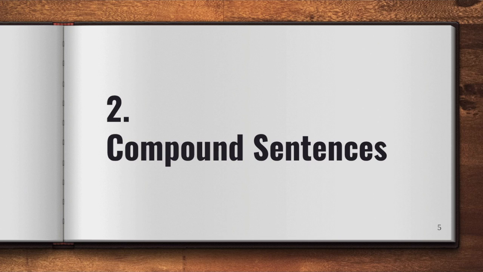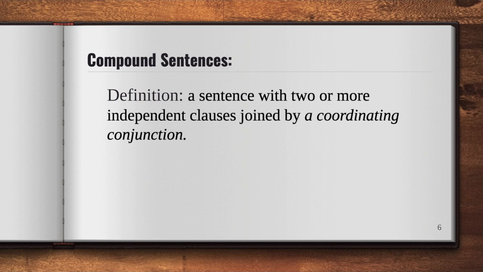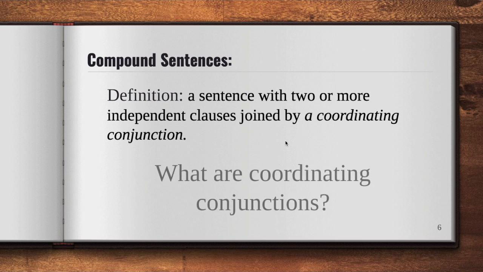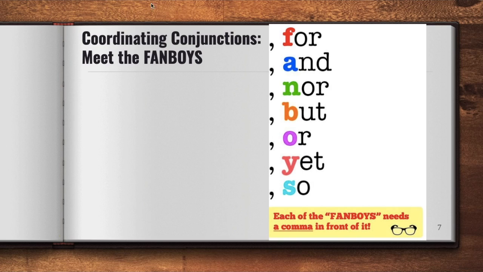So next we have compound sentences, which is essentially 2 simple sentences joined, or more than one independent clause. So a sentence with 2 or more independent clauses joined by a coordinating conjunction. What's a coordinating conjunction? That's a great question. It's FANBOYS: for, and, nor, but, or, yet, so. So think about it that way. Coordinating conjunctions are FANBOYS.